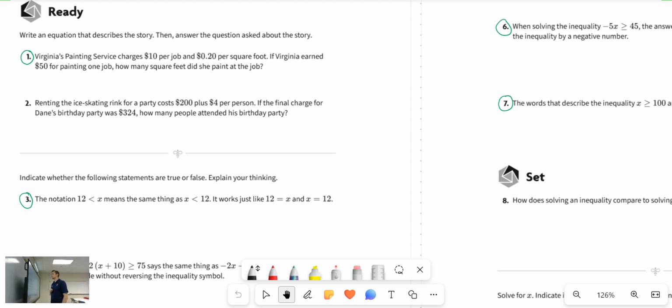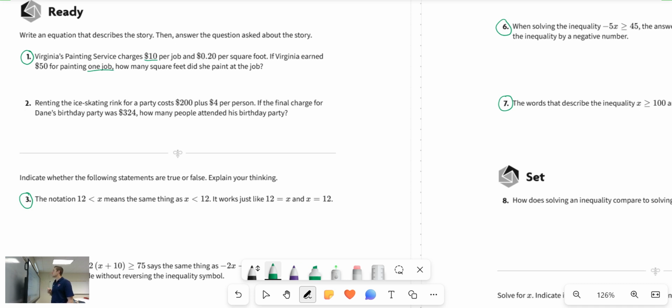Virginia's painting service charges $10 per job and 20 cents per square foot. If Virginia earned $50 for painting one job, how many square feet did she paint at the job? Okay, so right off the bat, let's go with our green. And let's say that she charges $10 per job. And it says that she painted one job.